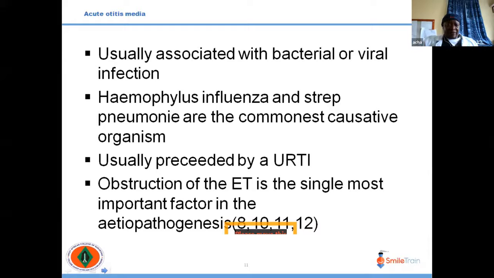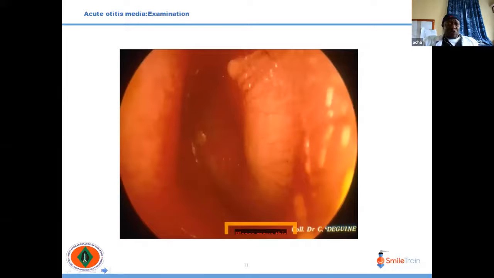acute otitis media. And I've said before, the commonest single important etiological factor in the etiopathogenesis of acute otitis media infection is the obstruction of the eustachian tube. And as I've previously alluded, why the tube is obstructed. When you do your ear examination, this is essentially what you see.